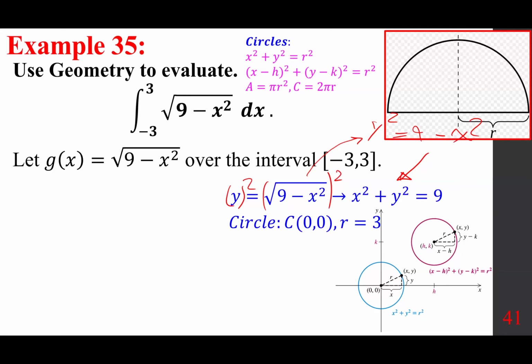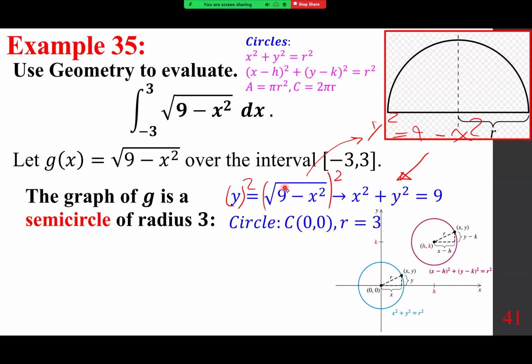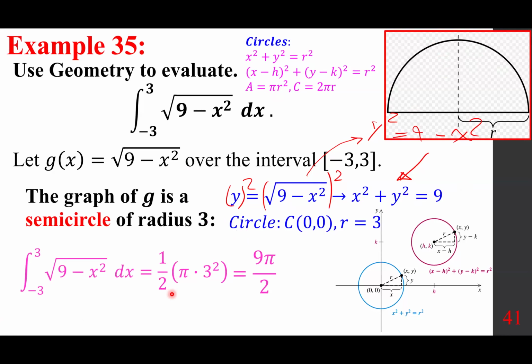So this is a circle, but the graph of g is a semicircle of radius 3. We know the area is pi r squared for the circle, and for half of it, it's half of that. So half of pi r squared makes it 9 pi over 2 as the final answer for the area of this shape, using geometry to evaluate this integral.